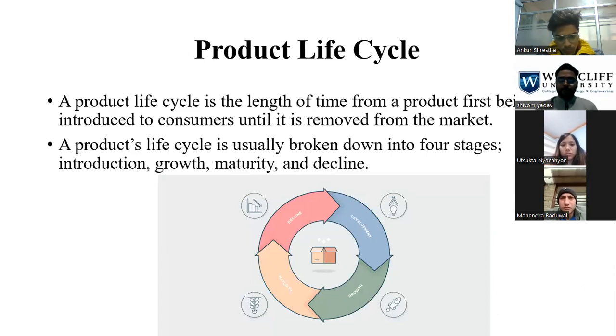Product life cycle is the length of time from when a product is first introduced to customers until it is removed from the market. And there are four stages of the product life cycle. First one is introduction, second one is growth, third one is maturity, and the last one is decline.